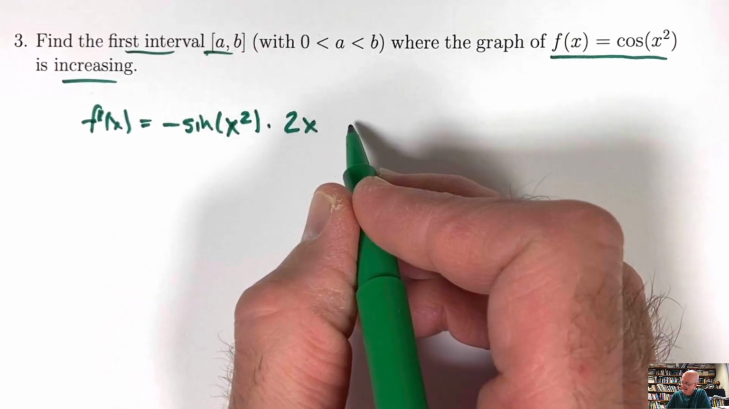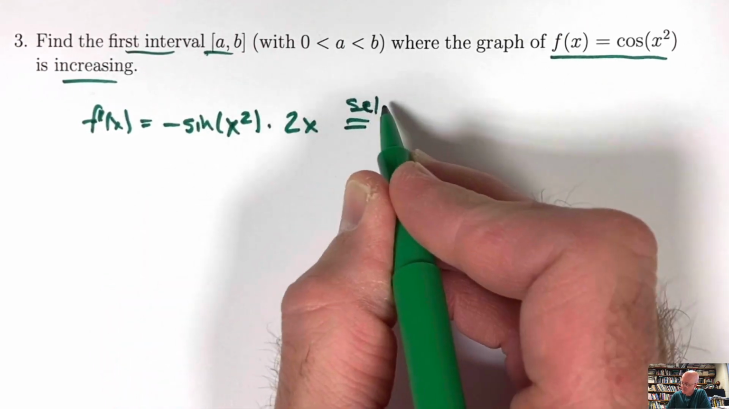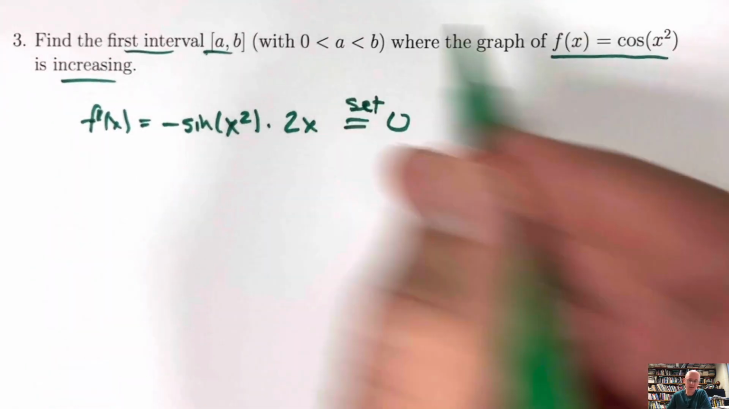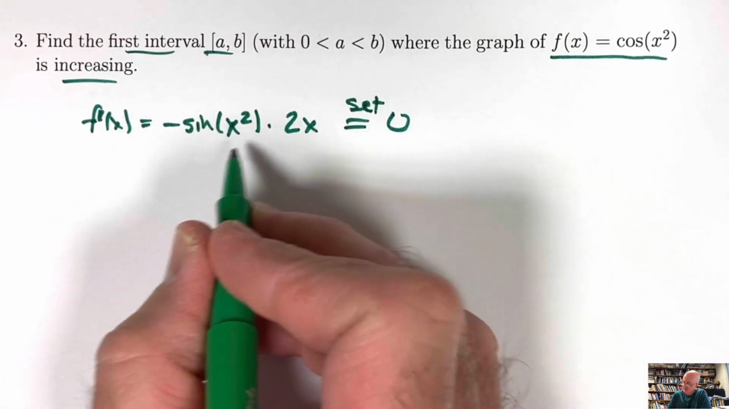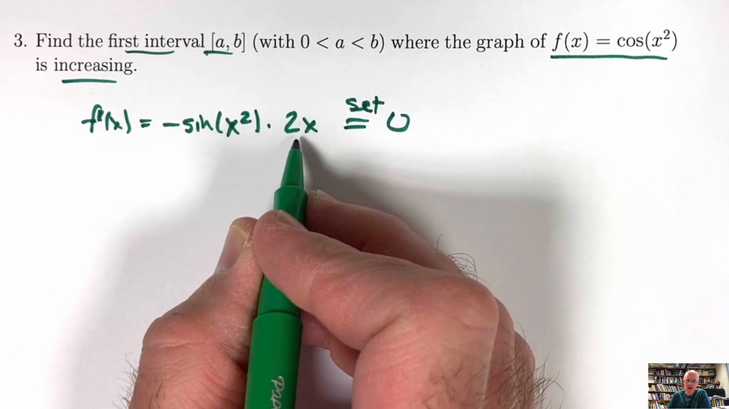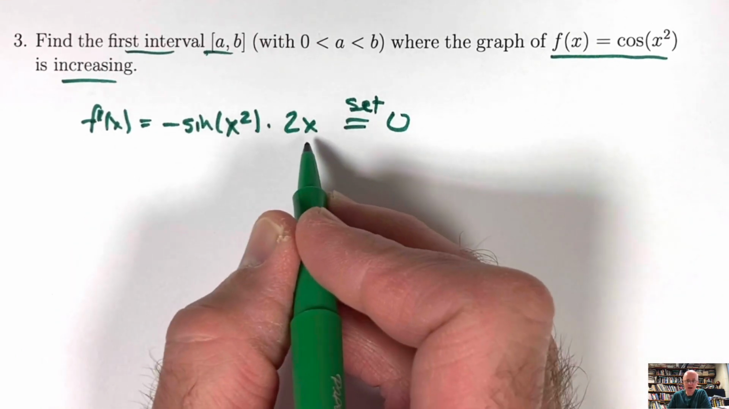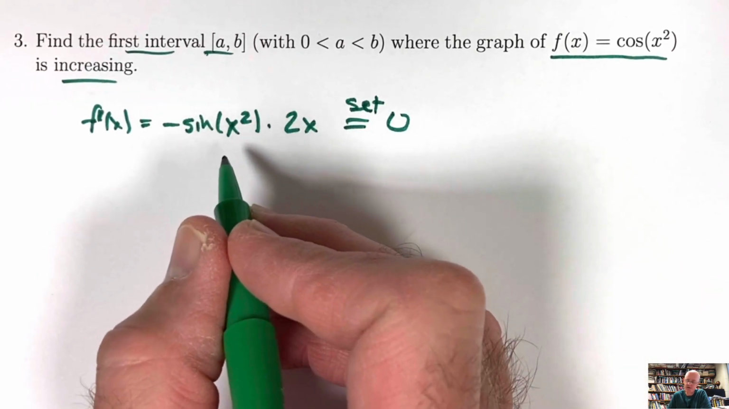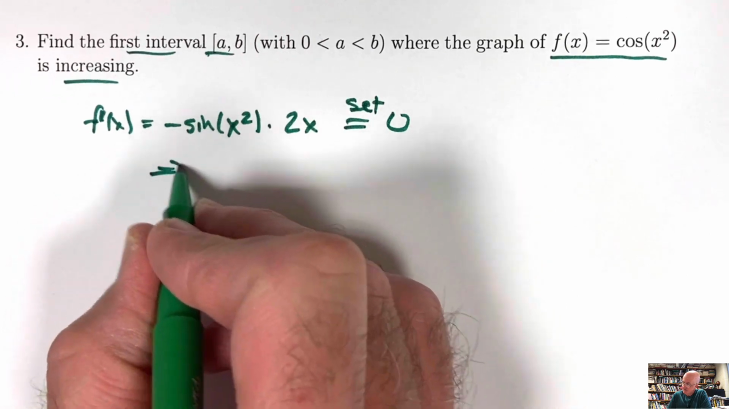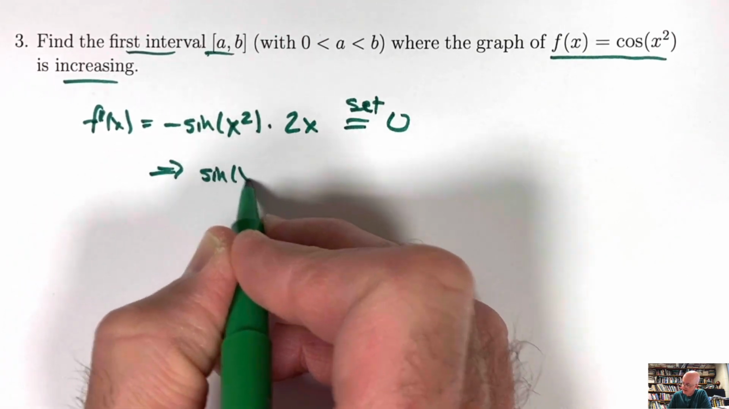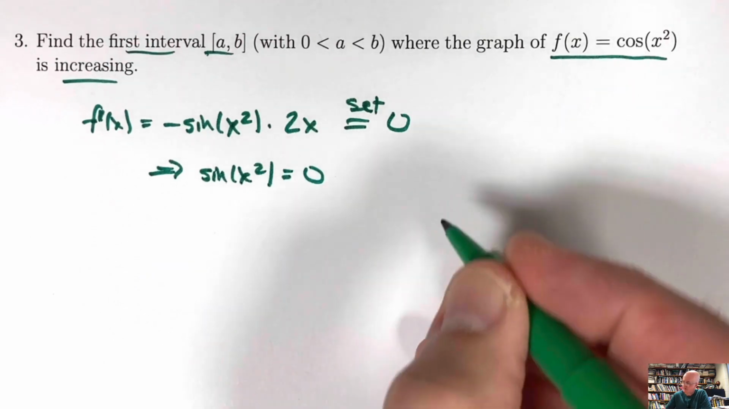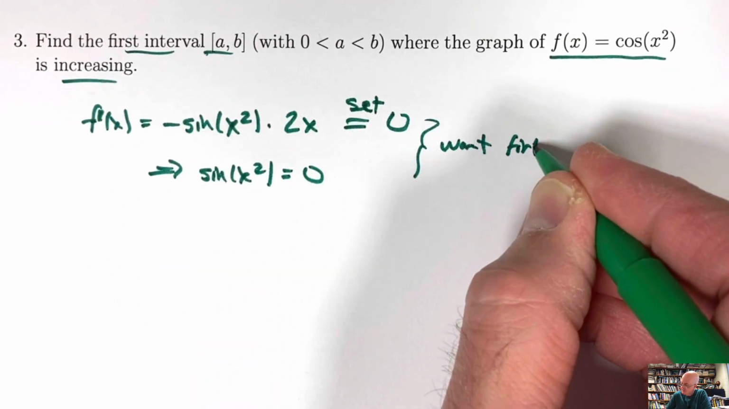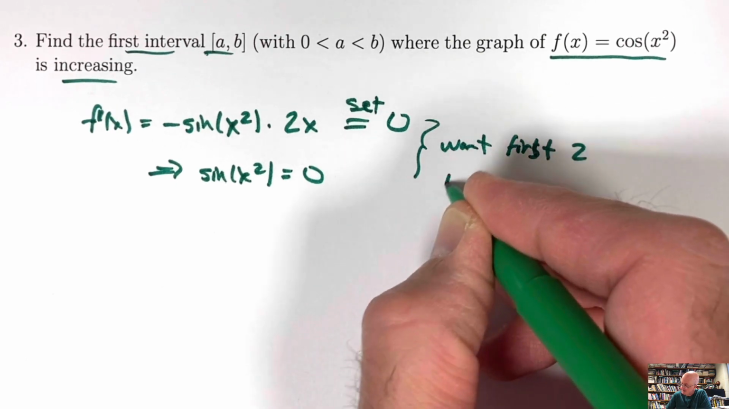Let's set this equal to 0 and solve for the first two positive roots. Those will be the a and the b. That'll be the answer. I'm after positive roots, so I can not think about the 2x here. Certainly this does equal 0 when x is 0 because of the 2x there. And in fact, sine of 0 is 0 as well. I can just focus on where sine of x squared equals 0 for the first two positive roots.